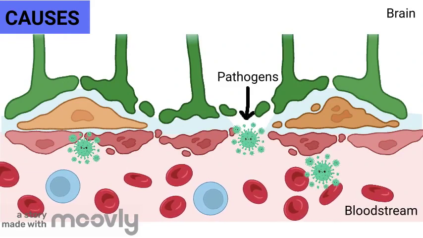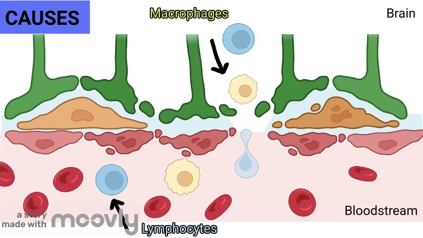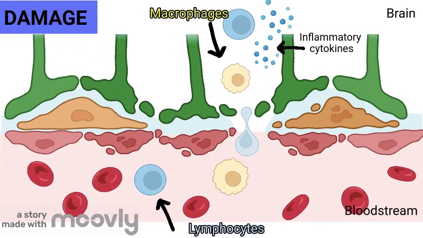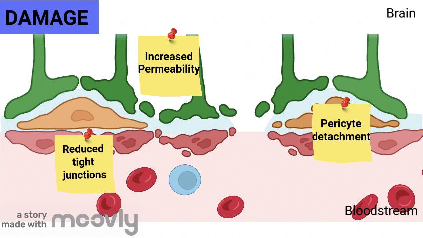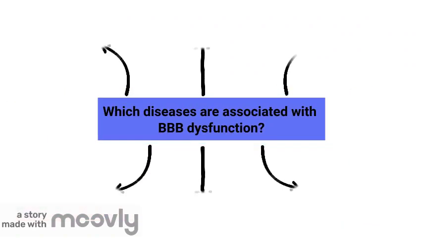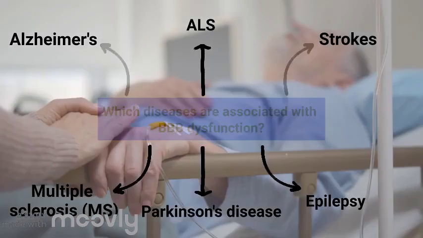Causes of the breakdown include pathogens, immune cell infiltration, and inflammatory cytokines, with the resulting damage being shown below. Reduced tight junctions and pericytes lead to this increase in permeability. Consequently, many diseases are associated with BBB breakdown.